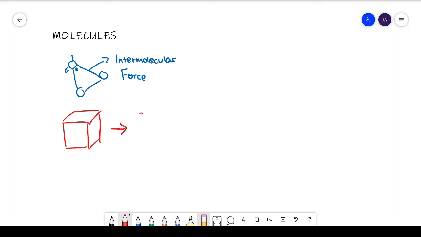Solid molecules are closely packed and held together by a strong intermolecular force. They have a regular pattern which makes a regular shape. Solid molecules have a fixed shape and volume. This is why solids cannot flow into different containers. Solids move by vibrating and spinning around their position.